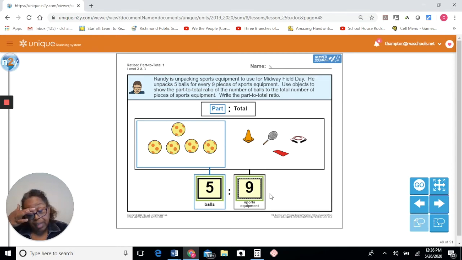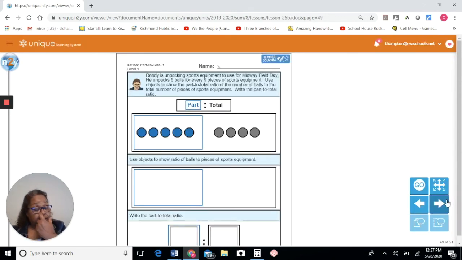And we're thinking about the box of crayons. The total number of crayons in the box was 8, and only one of them was red. In this one, the total number is 9 and 5 are balls. Okay? Let's see if we did it correctly. We did. 5, and the total is 9.